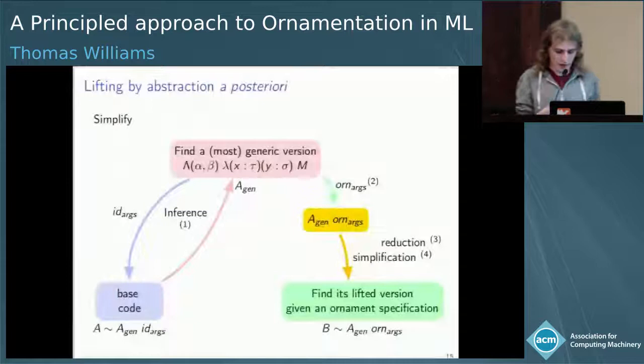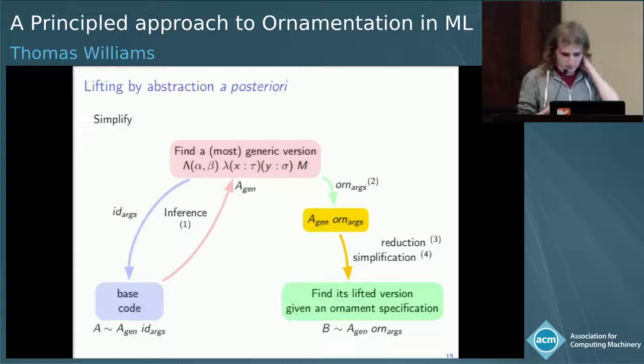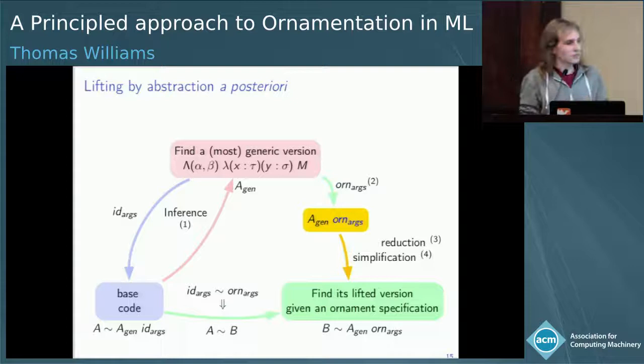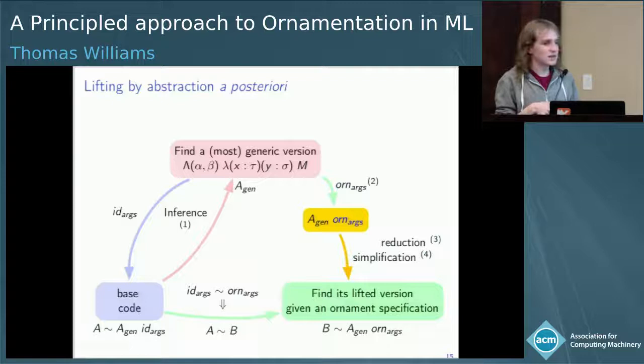Now, how do we find a relation between the base code and the generic code? We just need to prove that the arguments are related, and then the results are related. And if we give the right relation here that will correspond to the ornament, we will know that this is the relation, the coherence relation we want.